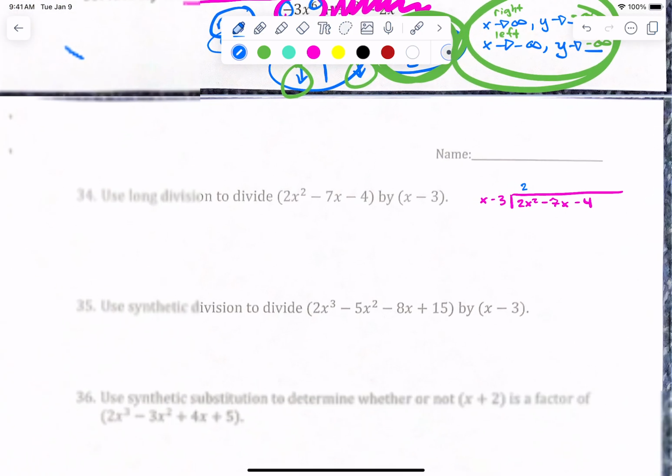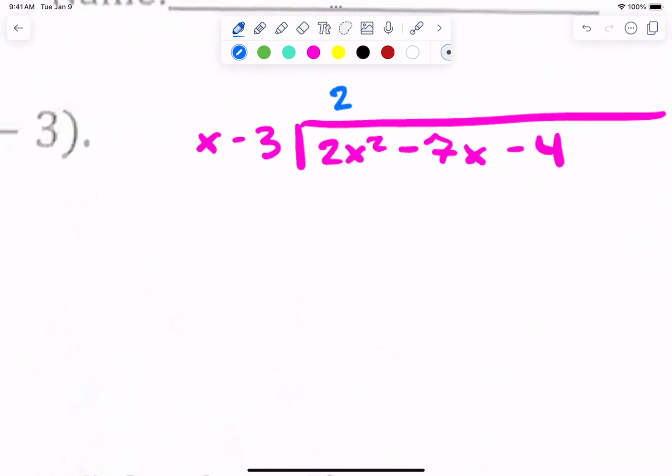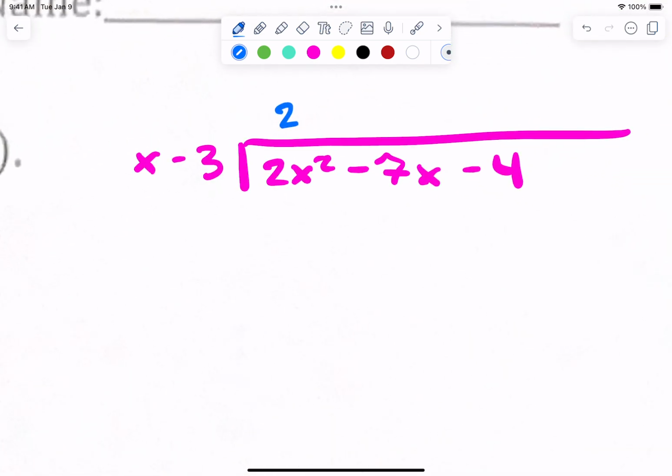Okay, we are on number 34. We're starting day 3 of the review. This is long division, so we've written it out for long division, and we are starting now.